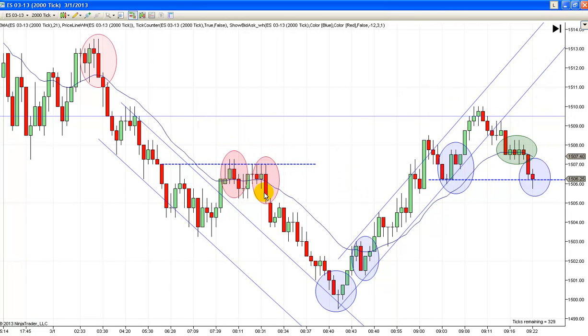So wait for your signal bar to form. This one was just okay. This one was really nice. And you wait for your signal bar to form. I actually would have gone short below this bar, and you see it tried to come back, but as long as your stop's above there, you were safe. It never got triggered. It tried, but it couldn't do it.